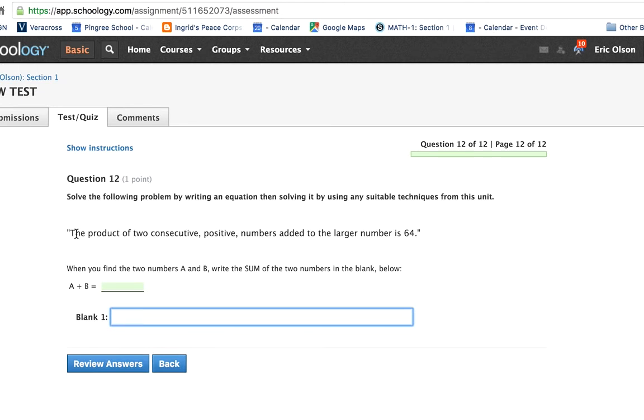Last one, a word problem. The product of 2 consecutive positive numbers. That's an x times an x plus 1. That will give me x squared plus x. Added to the larger number, okay, plus x.